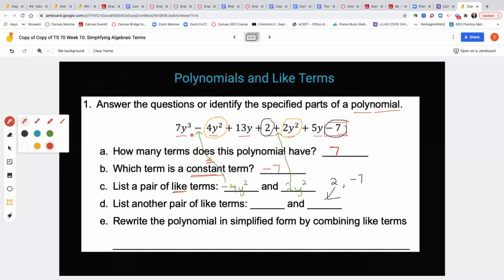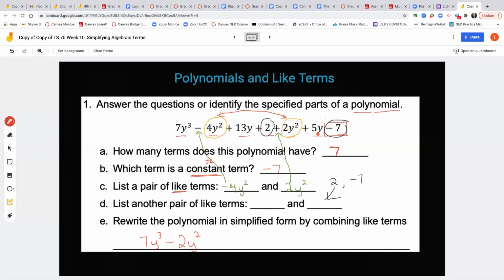I've got 7y to the third. Do I have anything else that's y to the third? No. So I'm going to write down 7y to the third. Then I got minus 4y squared, and I got plus 2y squared. These two are like terms. Combine them, it becomes minus 2y squared. You see what I did? I got a minus 4 and a plus 2, so it becomes a minus 2y squared.